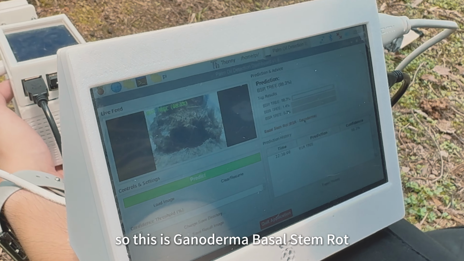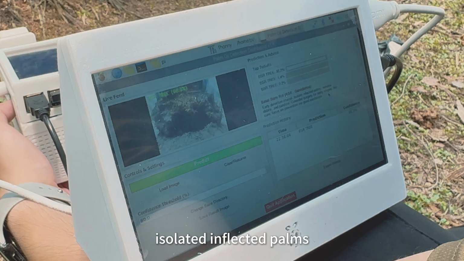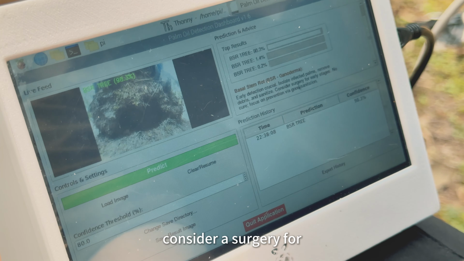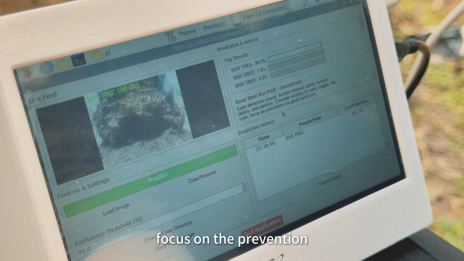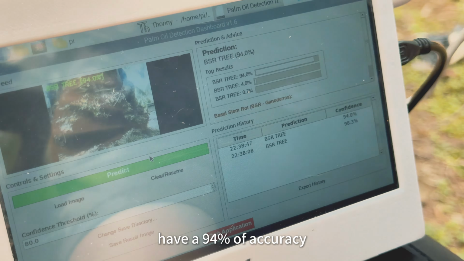So this is Ganoderma Basal Stem Rot, and it also gives advice: isolate infected palms, remove debris, sanitize. Consider surgery for the early stage. Focus on prevention by good sanitation. Let's check again. It also shows BSR has 94% accuracy.